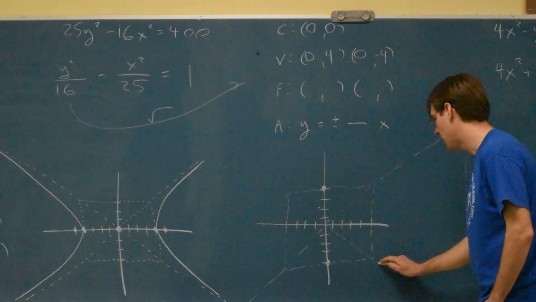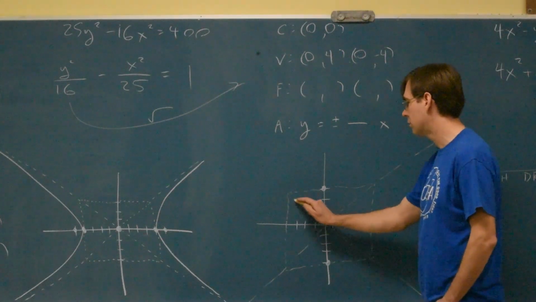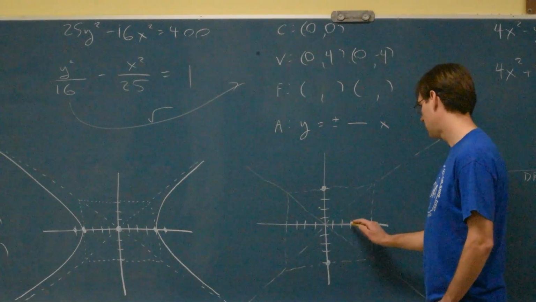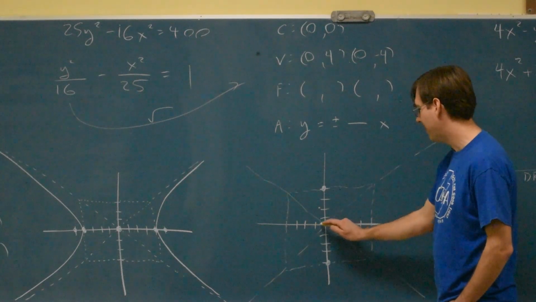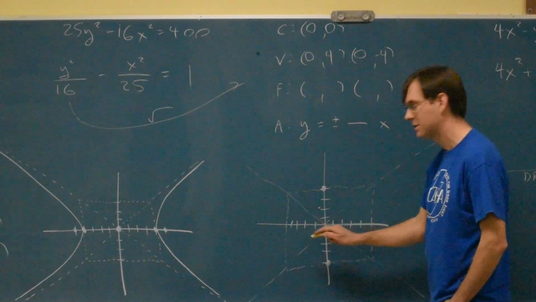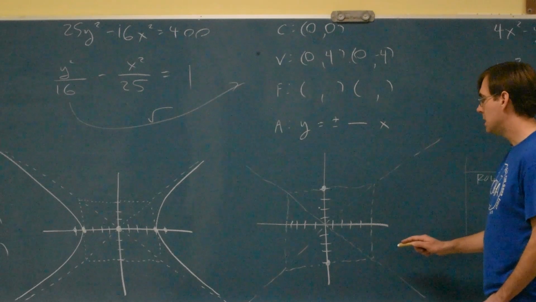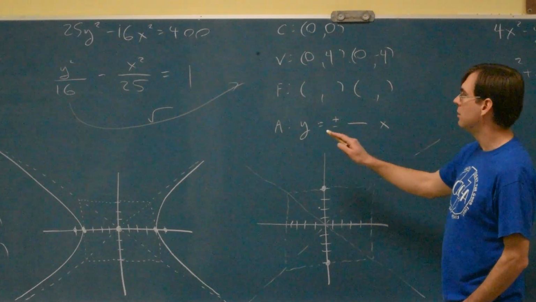These are my asymptotes. They should also go through the center. I miscounted that way. 1, 2, 3. I only did 4. Whoops, call it 5. Okay, so then we're ready to do the foci.